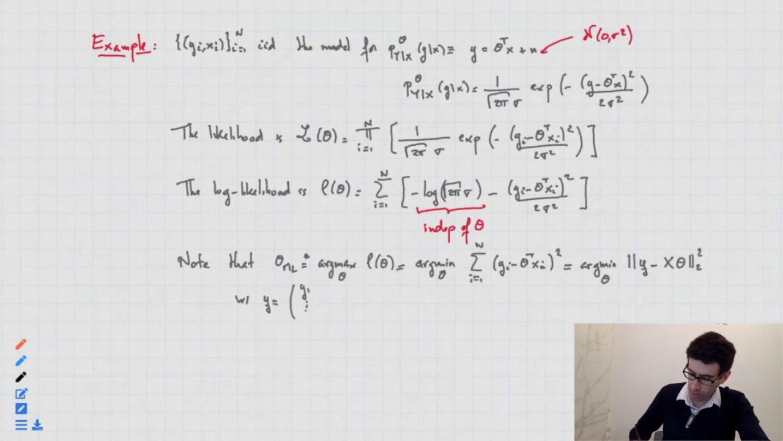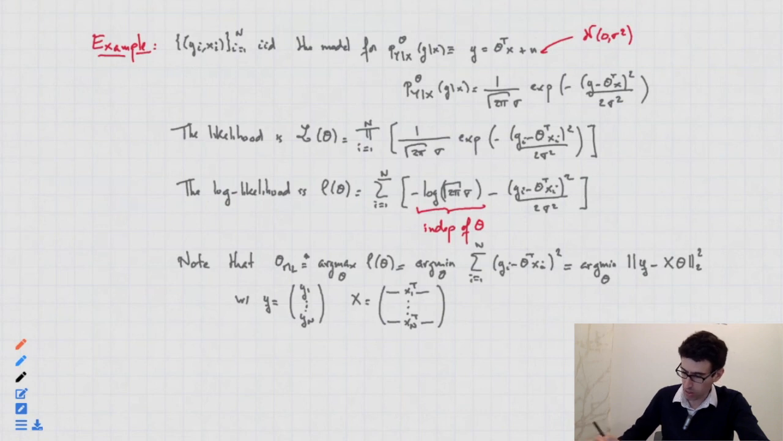Y is a column vector that contains y1 all the way up to yn. X is a matrix whose rows contain the feature vectors. So X is a matrix of the form, first row being x1 transpose, if I use a convention that it has to be a column vector, and the last row is xn transpose.